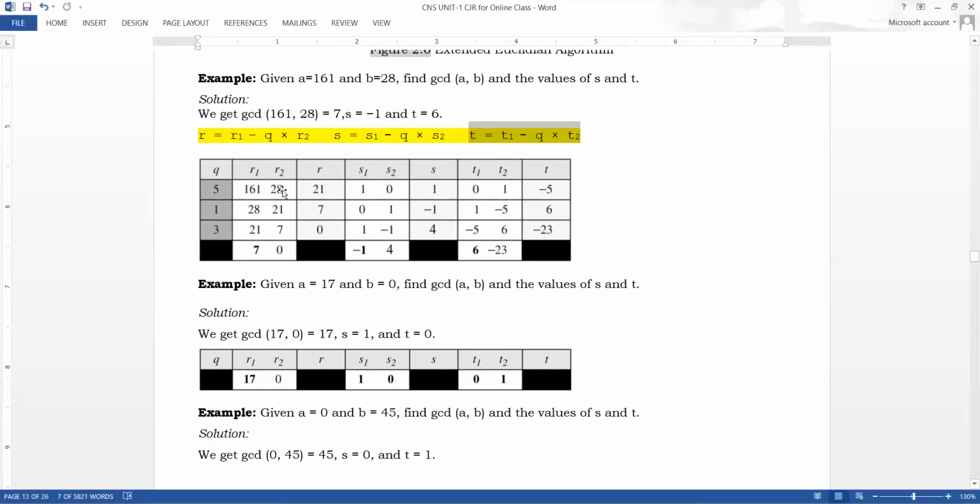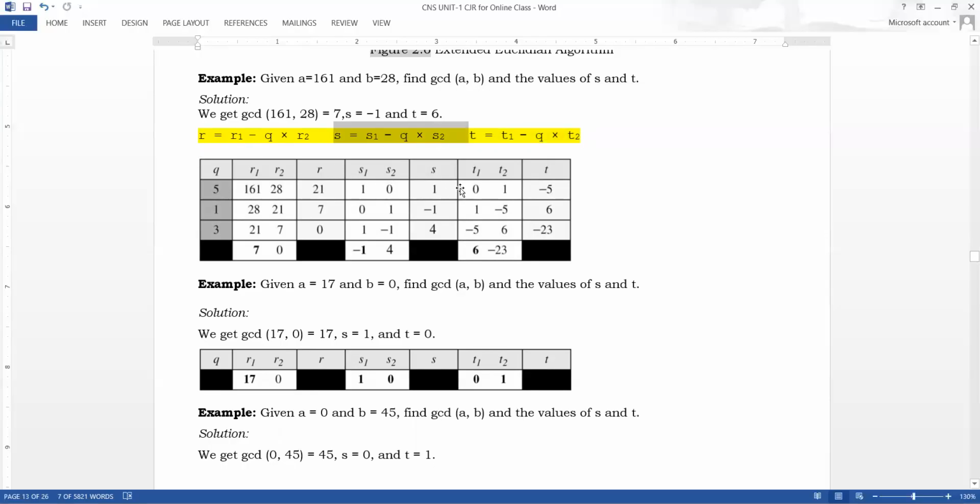So R1 value, R2 value as given in the problem: 161, 28. 161 by 28. What is the remainder? 21. We got the quotient as 5. And in the same way, S1 equal to 1, S2 equal to 0. These are the initial values defined by the extended Euclidean algorithm. According to that, we have assigned, and the S value is found using this formula, S equal to S1 minus Q into S2, where Q equal to 5.